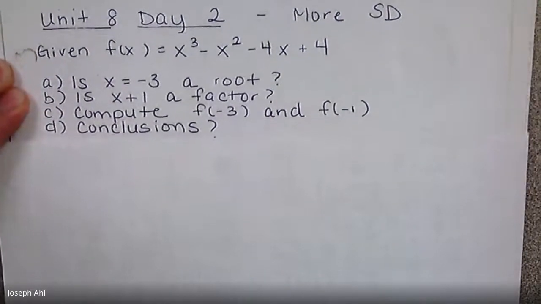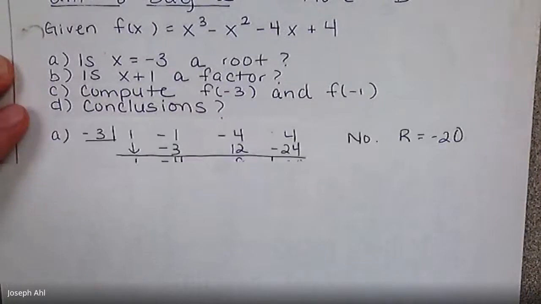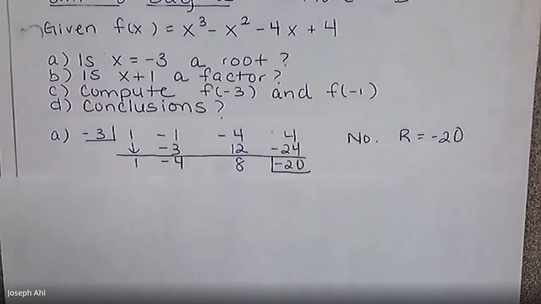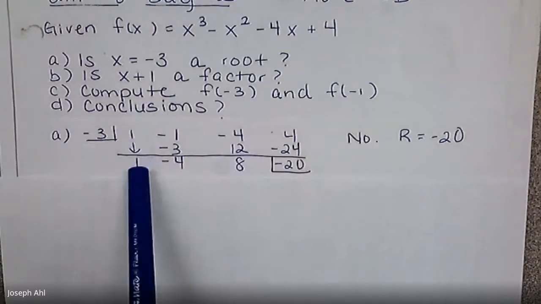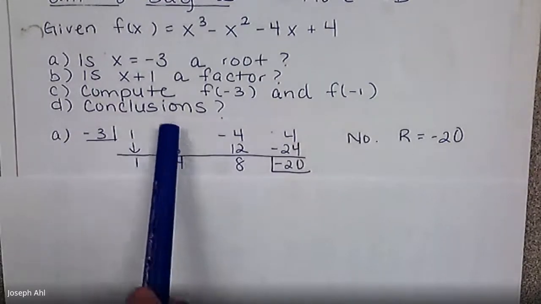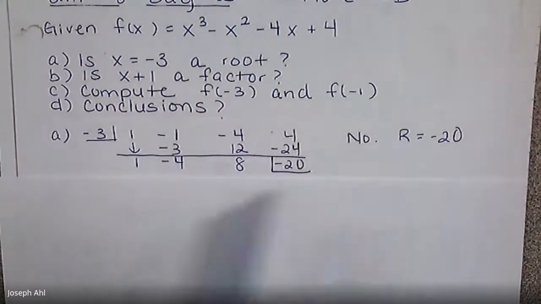What have we got? Ready? x equals -3. Is it a root? The answer is no, it is not. When I do the synthetic division, bring down the first number, multiply by the root, add it to the number above, we got a remainder in the end of -20. Even though the remainder is not 0, today is all about figuring out: if the remainder is non-zero, is there other information that we'll know about the graph of f of x?